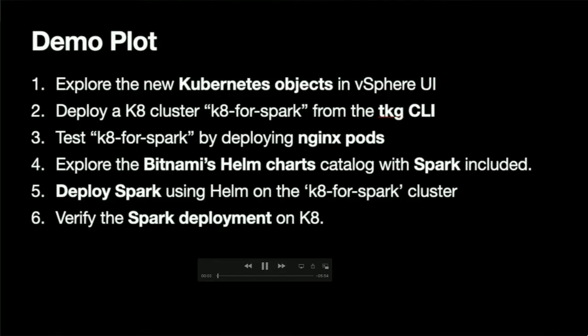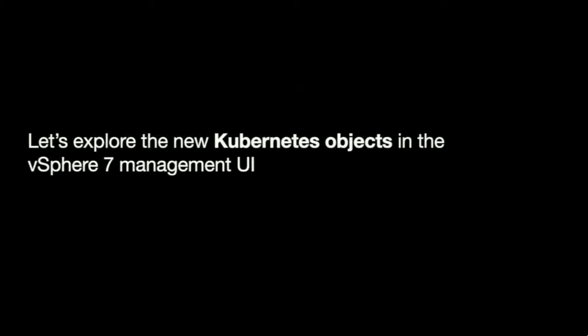Here an overview of the demo plot. First, we will explore the new Kubernetes in the vSphere interface designed to manage Kubernetes resources. Then we will deploy a new Kubernetes cluster using the command line interface and we will verify the status of this newly created cluster. Then we will explore the Bitnami Helm Charts catalog, which includes a chart for Apache Spark. Next, we'll deploy an Apache Spark cluster using the Helm chart. Finally, we'll verify the functionality of the newly created Spark cluster.